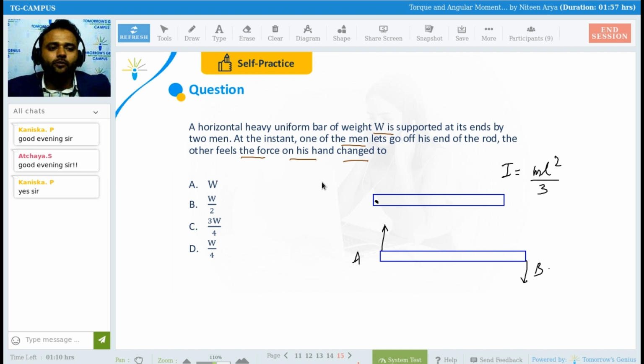And if we need to find the moment of inertia from the axis which is in the middle, that is ml square by 12. So you are going to use this in this question. There is a hint: you are going to use this, and there are two cases. So do this and tell me the answer.